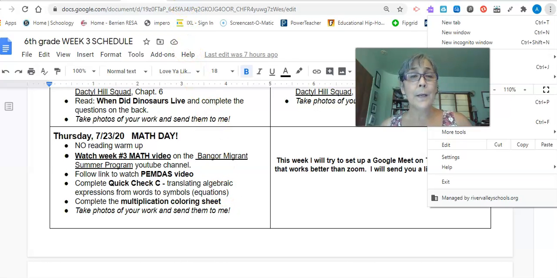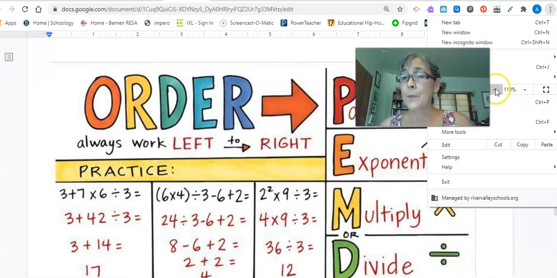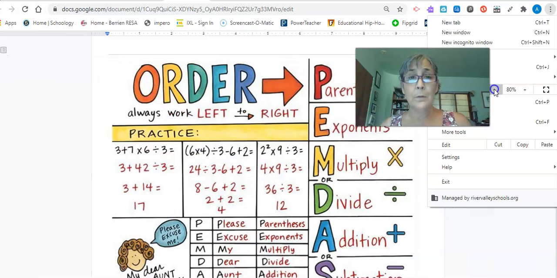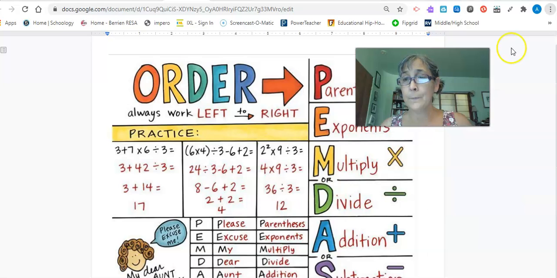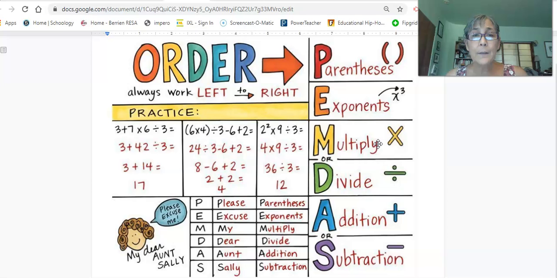All right, so PEMDAS. What is PEMDAS? I hope you've heard of it before. It's some letters that stand for the order that we do our equations in, basically. P, can you see all that? The P in PEMDAS stands for parentheses. E stands for exponents. M stands for multiply. D stands for divide. A stands for addition. And S stands for subtraction.